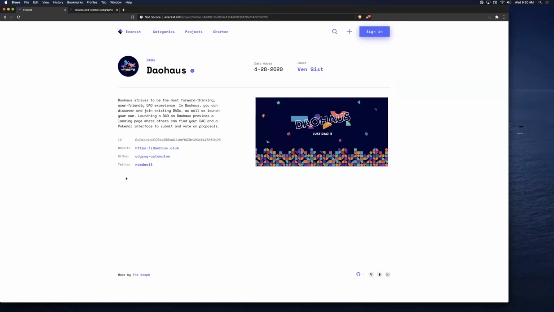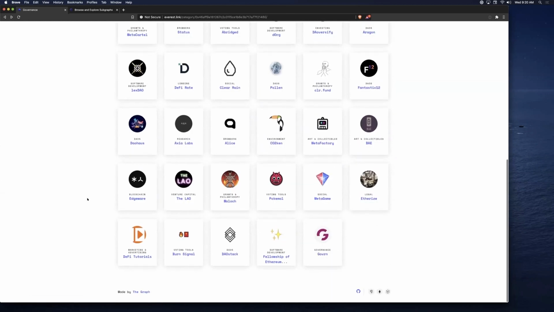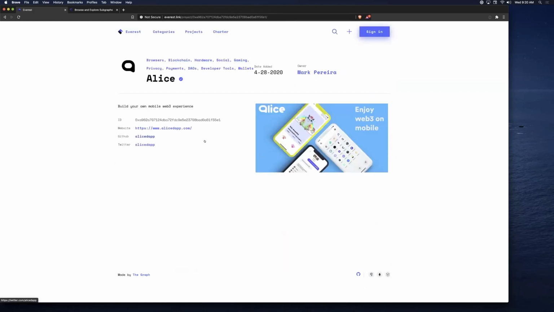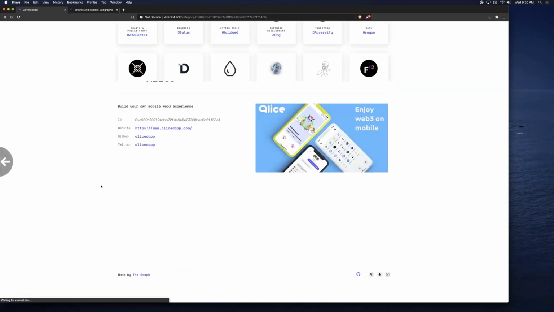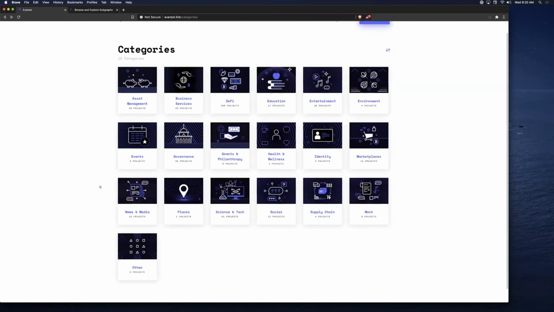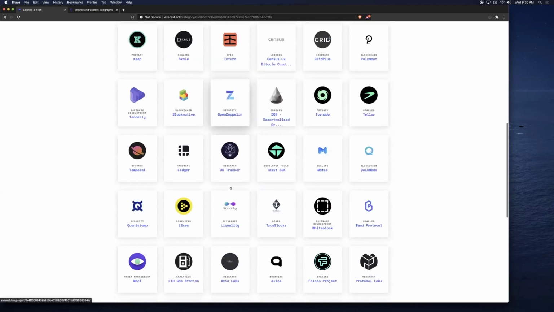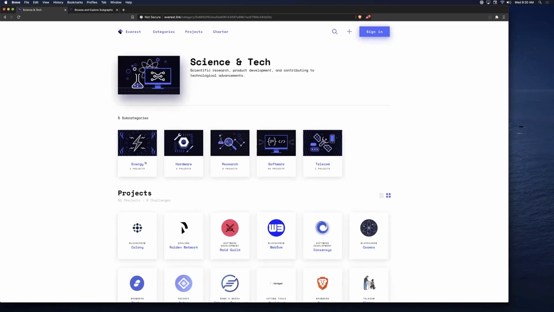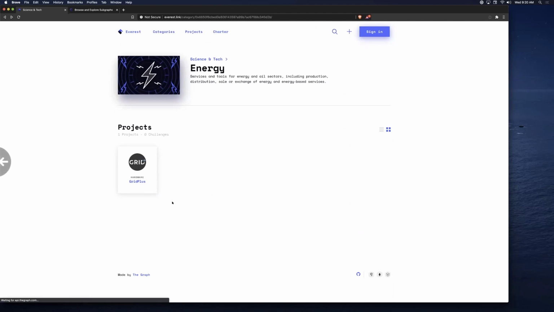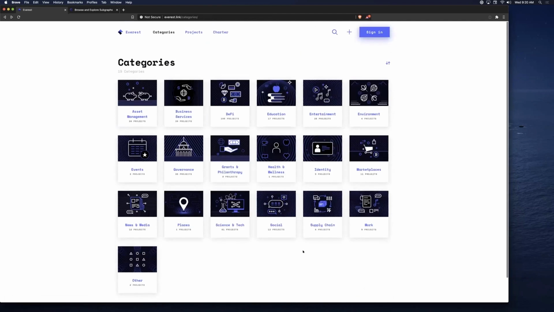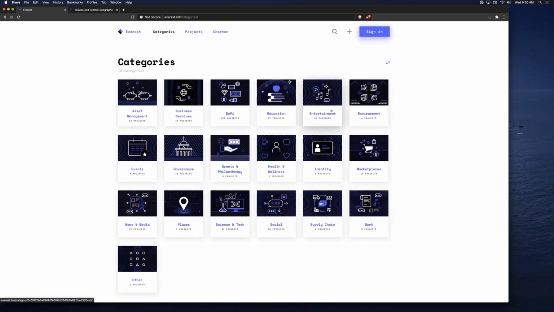The UI is hosted on IPFS, and the data is indexed on The Graph. So it all loads really quickly. You can see DAO House here has been added by Ben, and you can see a description, the Alice browser, lots of different projects. Right now this is just very simple, but it already starts to show that you can build really beautiful product experiences on top of fully decentralized protocols.